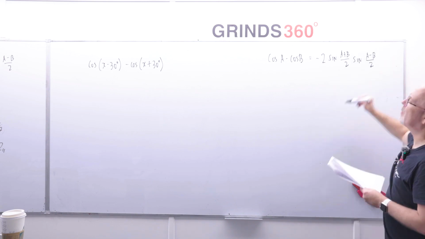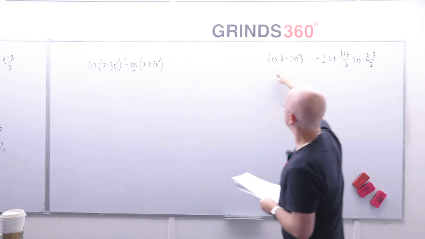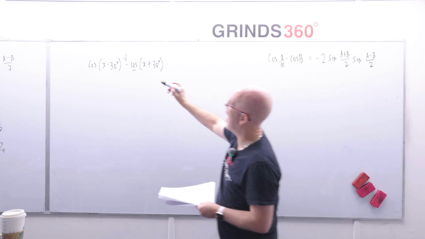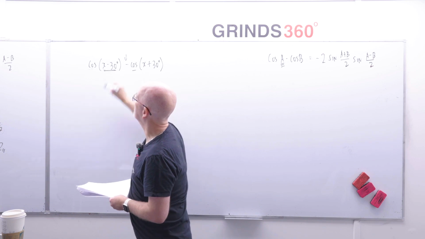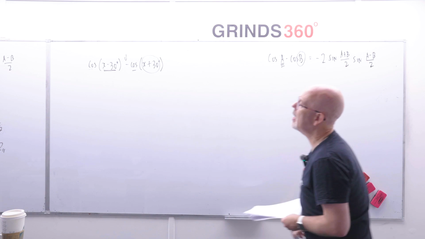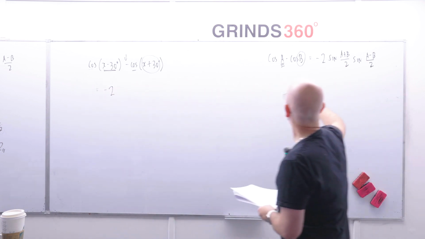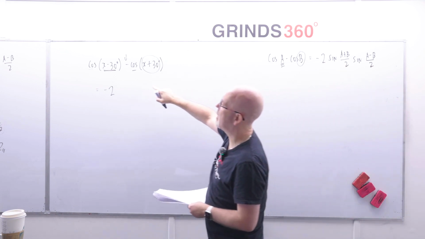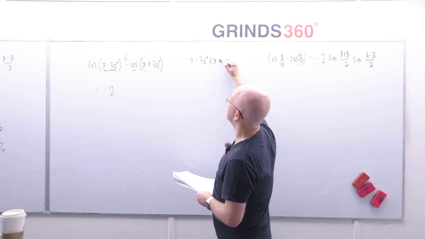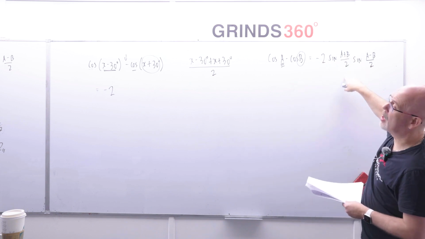Because what I'm trying to simplify here is one cosine minus another, it's the cosine A minus cosine B formula I'm using. And I'll replace A in the formula with x minus 30, and I'll replace the B in the formula with x plus 30 degrees. If I tidy that up, it's going to be minus 2 times sine A plus B over 2. Now notice what A plus B is. It's x minus 30 plus x plus 30, over 2.